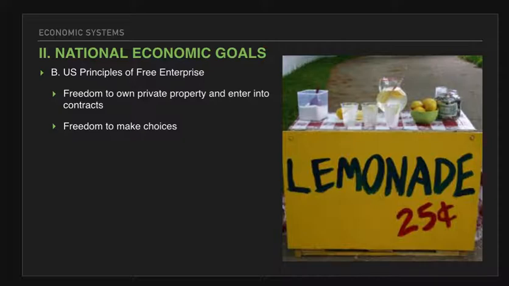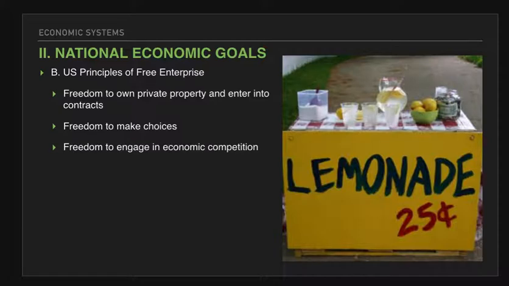So I have now secured a location for my donut shop. I have entered into a contract with my suppliers to provide the flour and the sugar and the chocolate that I need to make my donuts. Now I have the freedom to make choices, and I can decide what types of donuts I'm going to put on my menu. The government does not get to tell me exactly what I'm going to bake and what I'm going to sell in my donut shop.